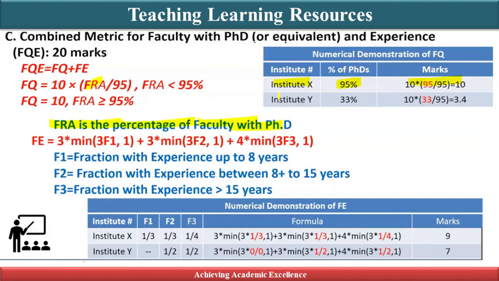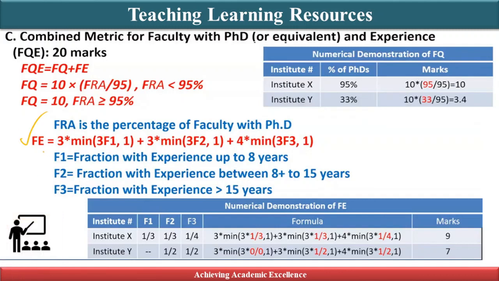For example, in general, private engineering colleges are maintaining 33% PhD faculty. In that case, what is your faculty quality value? 10 into 33 by 95, you will get 3.4 out of 10. That is about faculty quality.